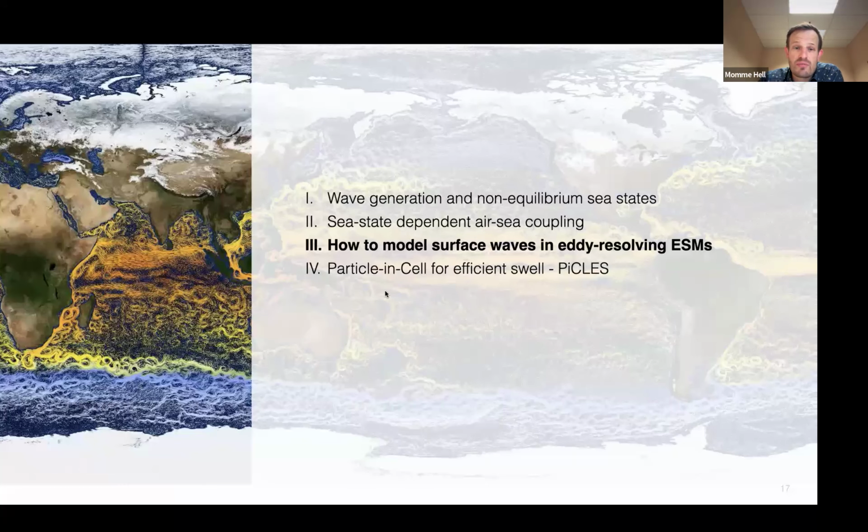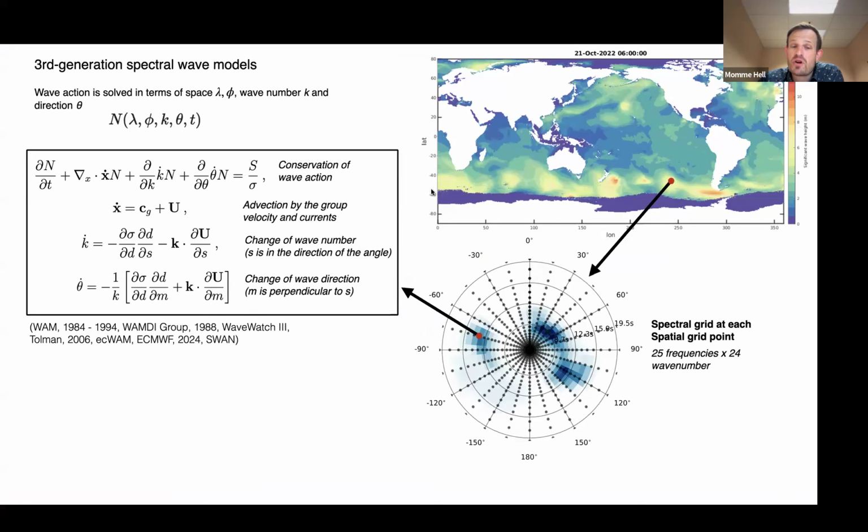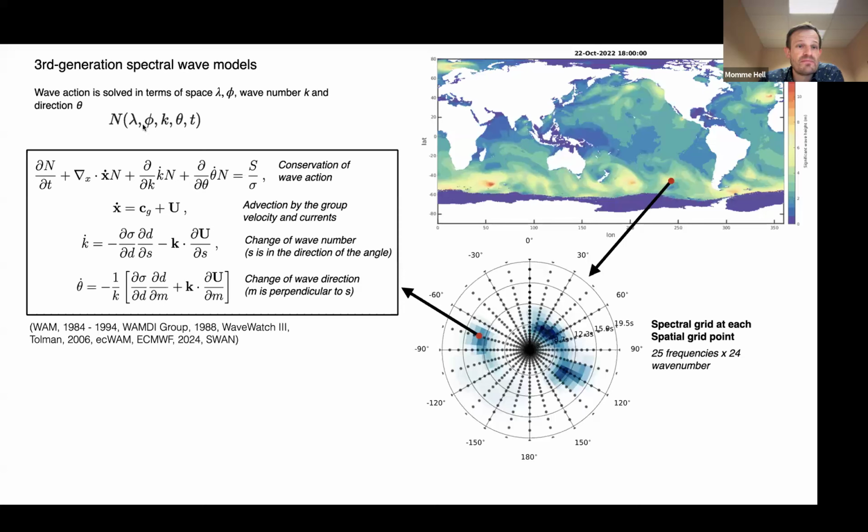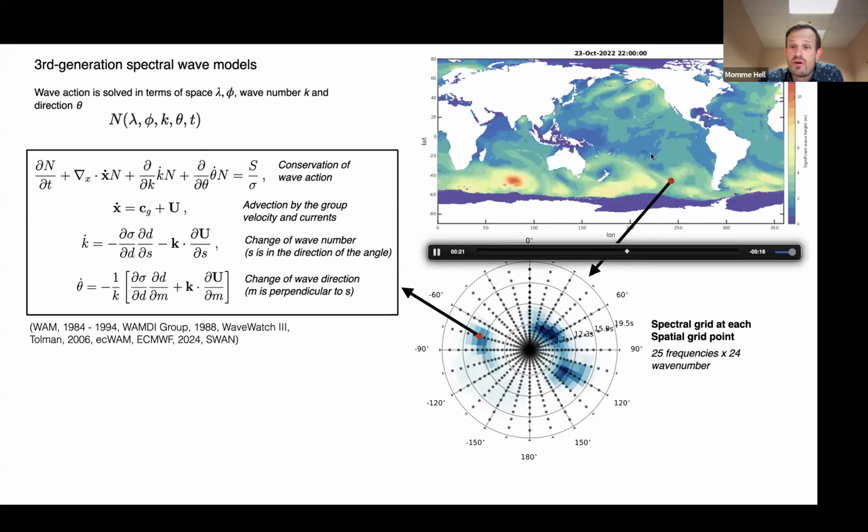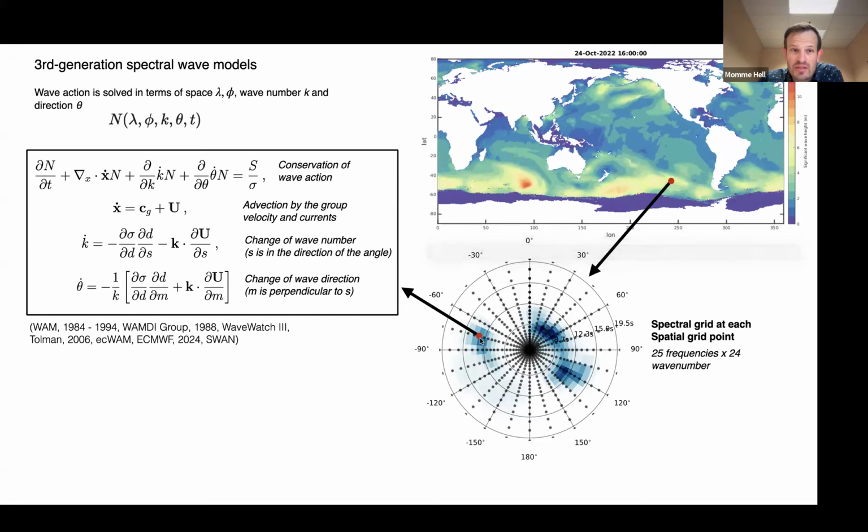Okay, part 3, how should we model surface waves in Earth system models then? What we currently do is solve the wave action equation, which is this 5-dimensional thing, right? Wave action is the wave energy divided by the frequency, and this is a very high-dimensional quantity, and you need to discretize that. That means in every spatial grid point, you discretize a frequency direction, and in each of these black dots, you solve this equation on the left, right? And that's a high state vector, and that's the main problem of these models.